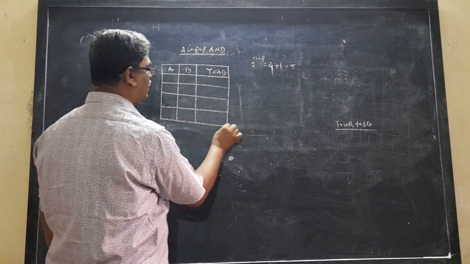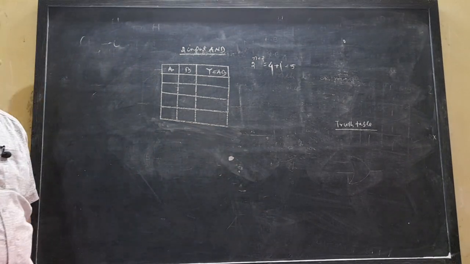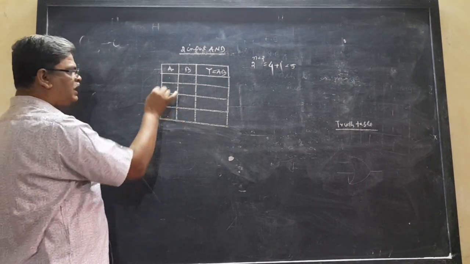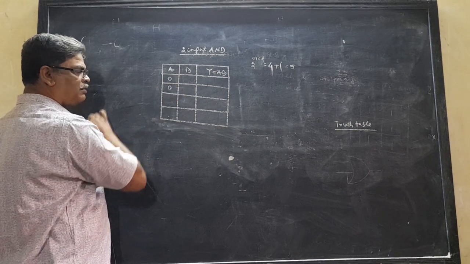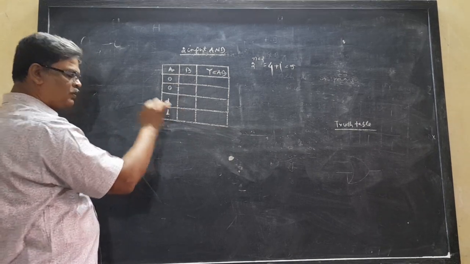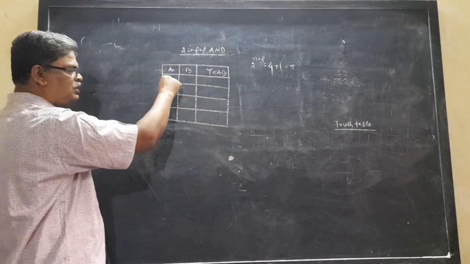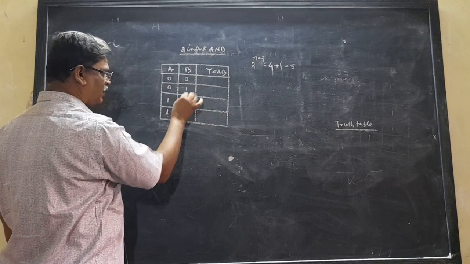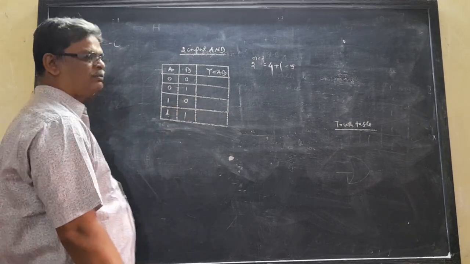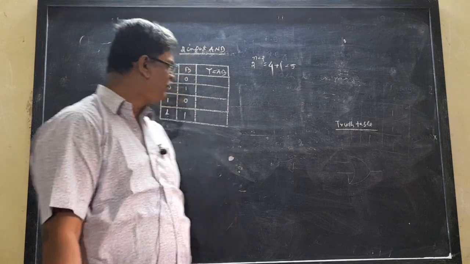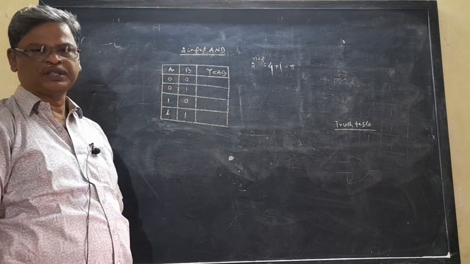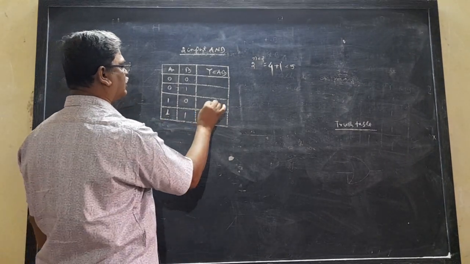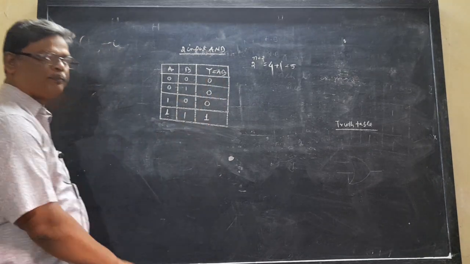How can I fill up the table? First you fill up the inputs by using the half method. There are 4 rows: the first half is filled up by 0, the second half is filled up by 1. Then dividing 2 by 2, the first half is filled by 0, the second by 1: 0 1 0 1. Yes, we filled up the input table. Now we fill up the output. When all the inputs are high, then the output is high. In other cases it is 0.